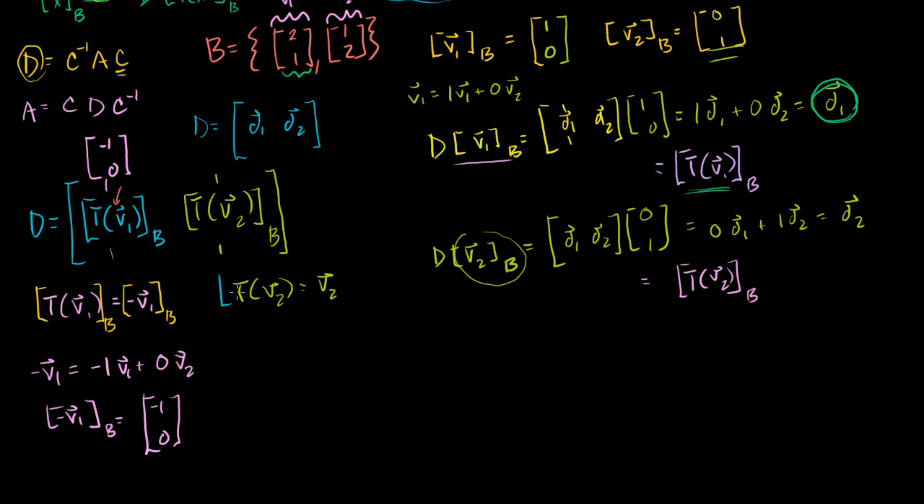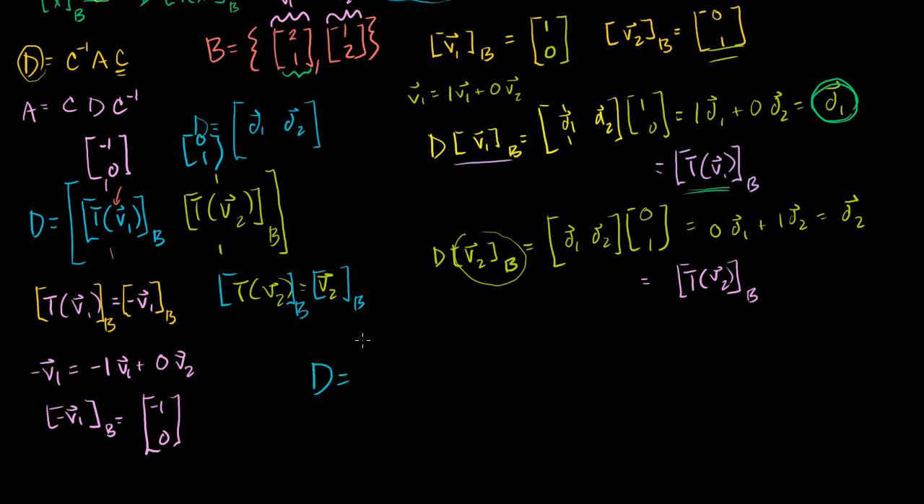So what about this guy, if I wanted to represent this guy in b coordinates? Well, v2 in b coordinates, we already figured out, is 0, 1. So this is just going to be 0, 1.